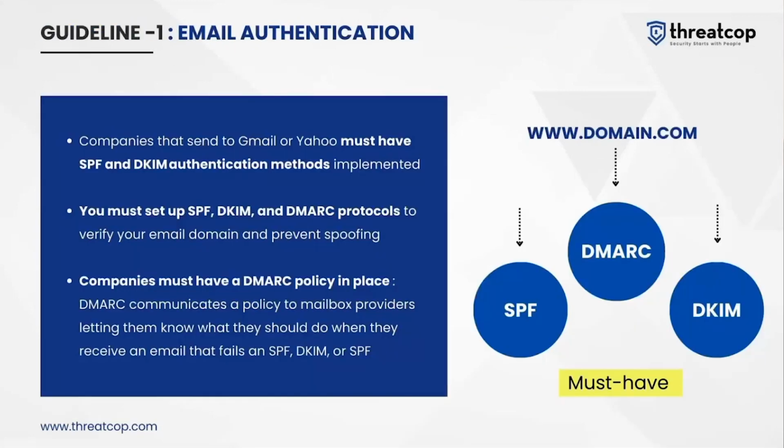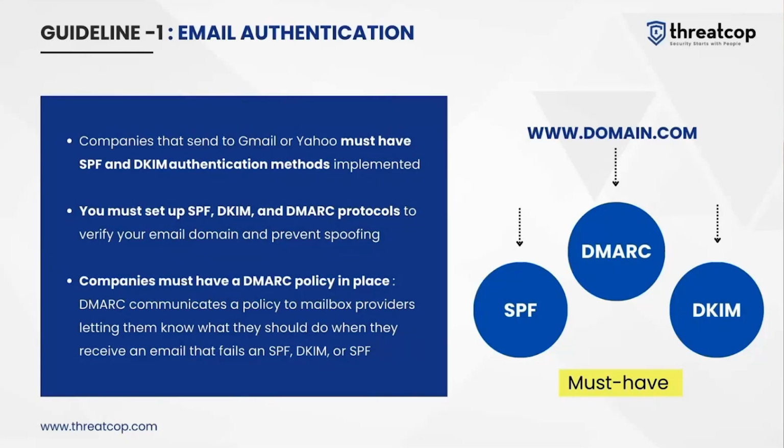So the first guideline we talk about is email authentication. What is email authentication? This section tells you that all the companies that send email via Gmail or Yahoo must have SPF and DMARC authentication methods implemented. Earlier, it was not implemented properly. It was good to have, and most companies did it. But now Google and Yahoo have made it compulsory that if you send any email to Gmail or Yahoo, these SPF and DKIM protocols must be in place.